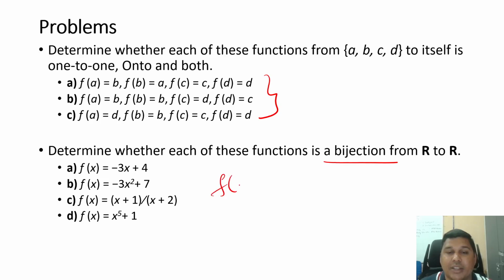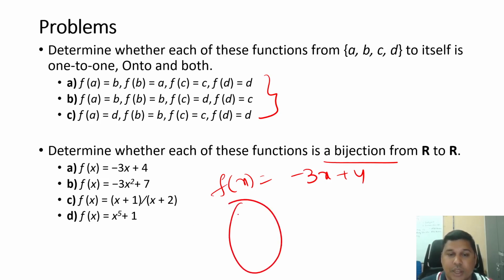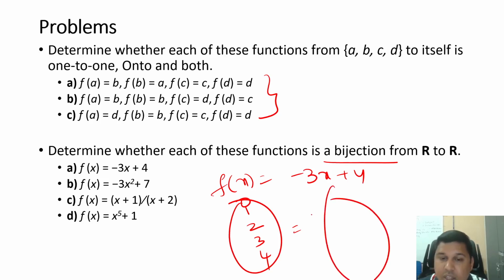If I take f of x equal to minus 3x plus 4. So let's take some set of values as x values: 1, 2, 3, 4. If I take real numbers, I will include 0 also here: 0, 1, 2, 3, 4. And here if I put x as 0, this becomes 4. For 0, it is 4. For 1, when I put x value as 1, this becomes 4 minus 3, which is 1. So for 1, it is 1.